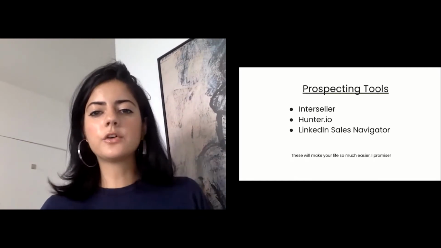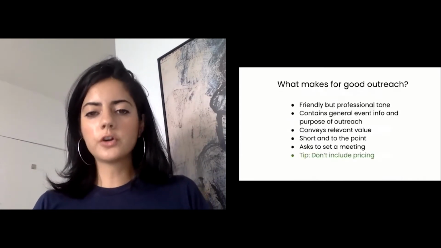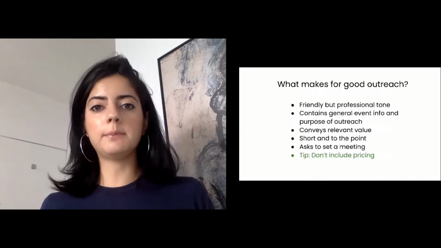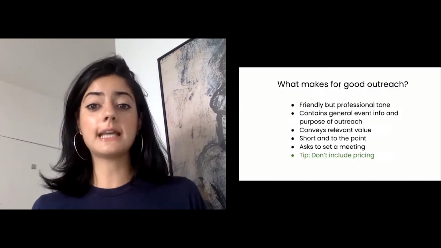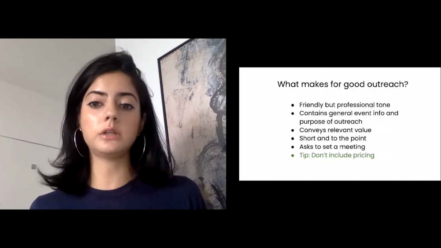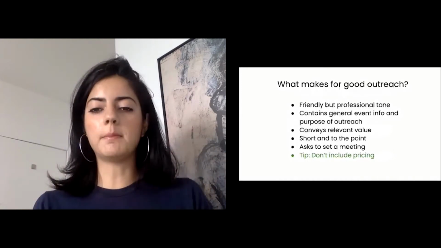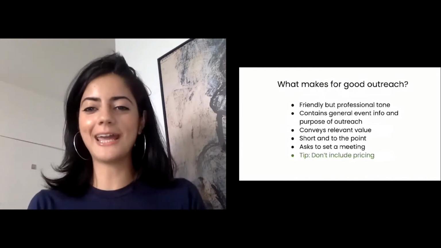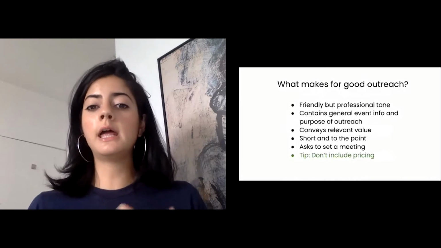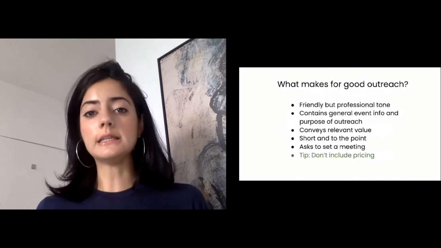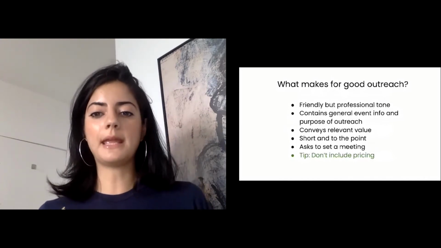So what makes for good outreach, right? The email that you send is really important. First off, you want to establish a friendly but professional tone. Most working professionals, especially in the tech industry, do not use a formal tone through email. So keep it light, but still somewhat professional, right? You'll want to make sure that you have the essential event information included as well, and the purpose of your outreach, i.e. sponsorship opportunities. And you'll also want to convey the value that is relevant to them and their role.